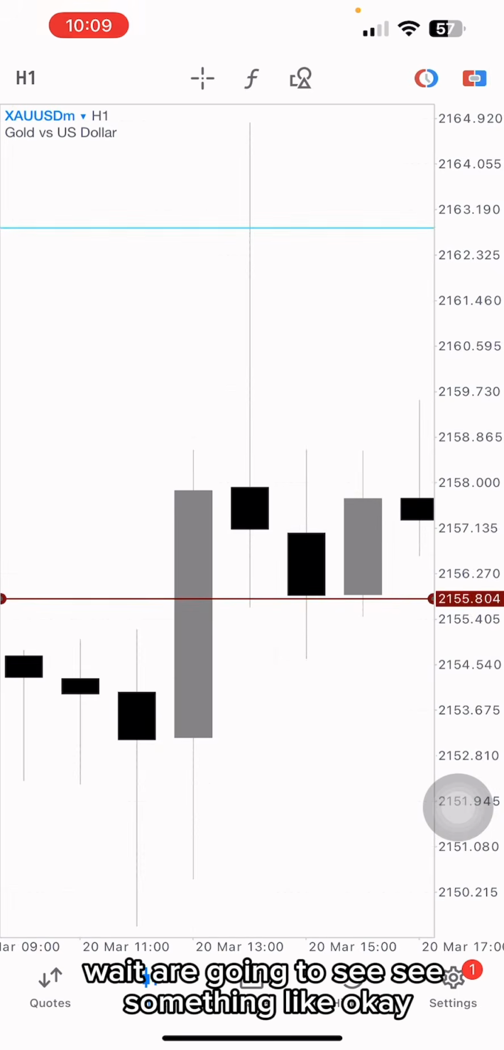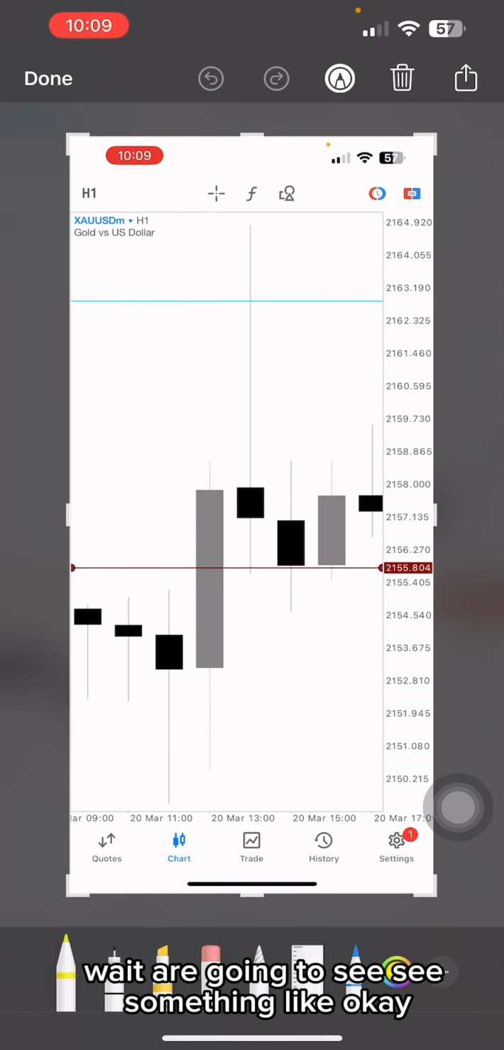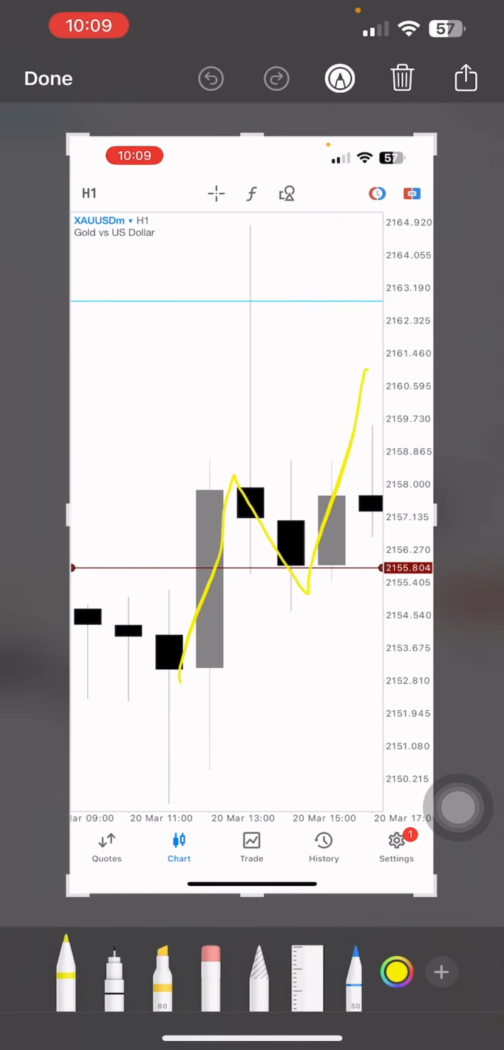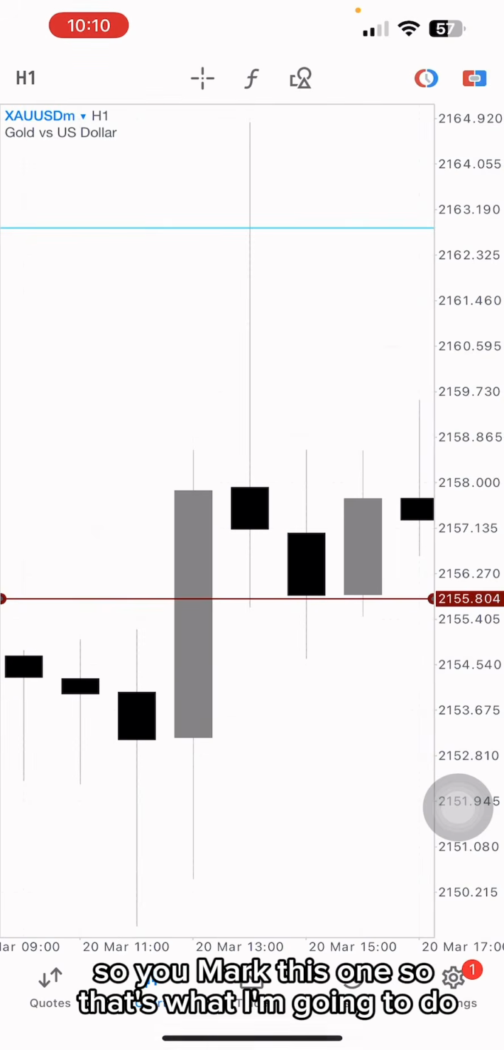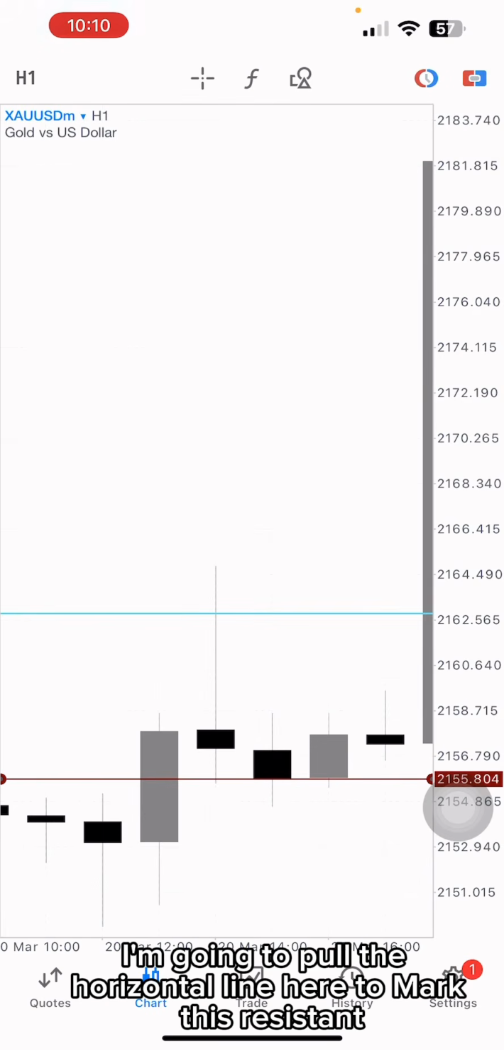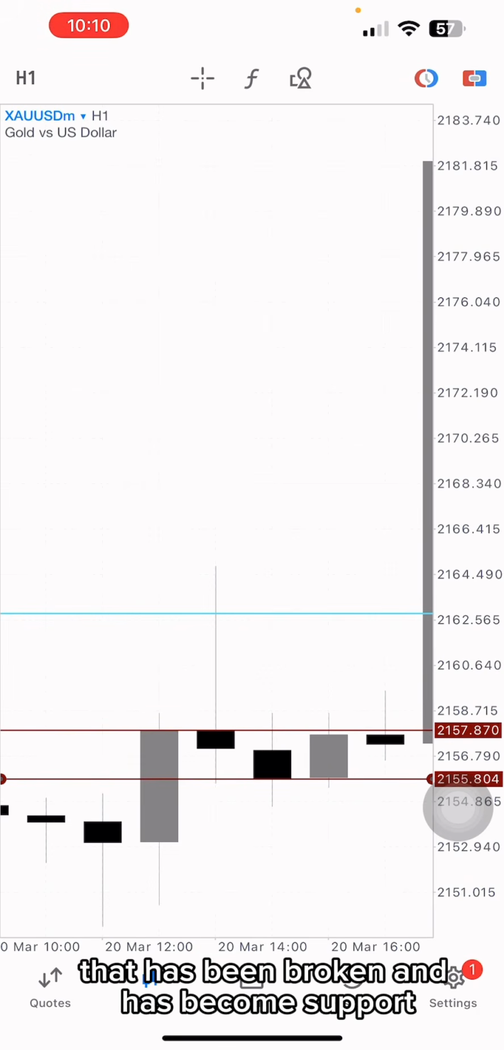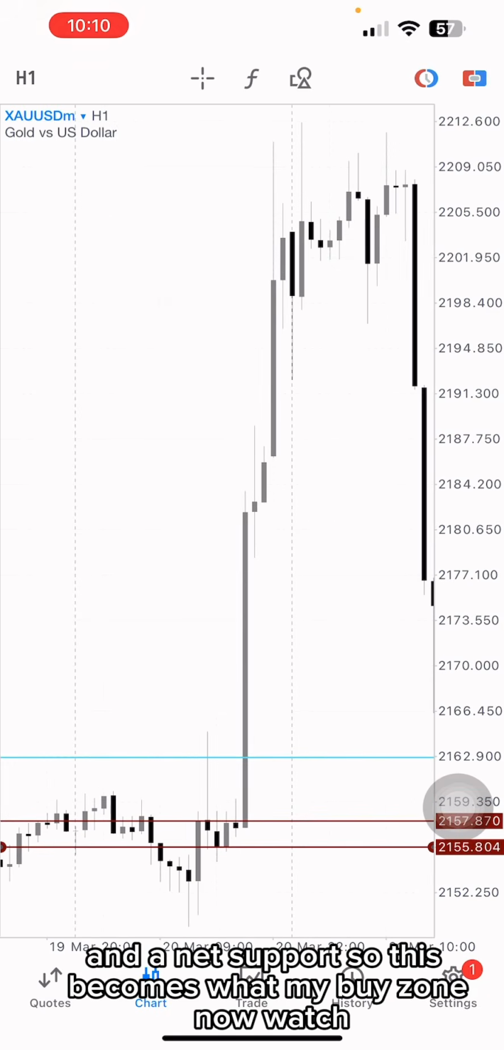You mark the top, the support, and then this support. So you mark this one. Now I'm going to pull the horizontal line here to mark this resistance that has been broken and has become support, and the next support. So this becomes my buy zone.